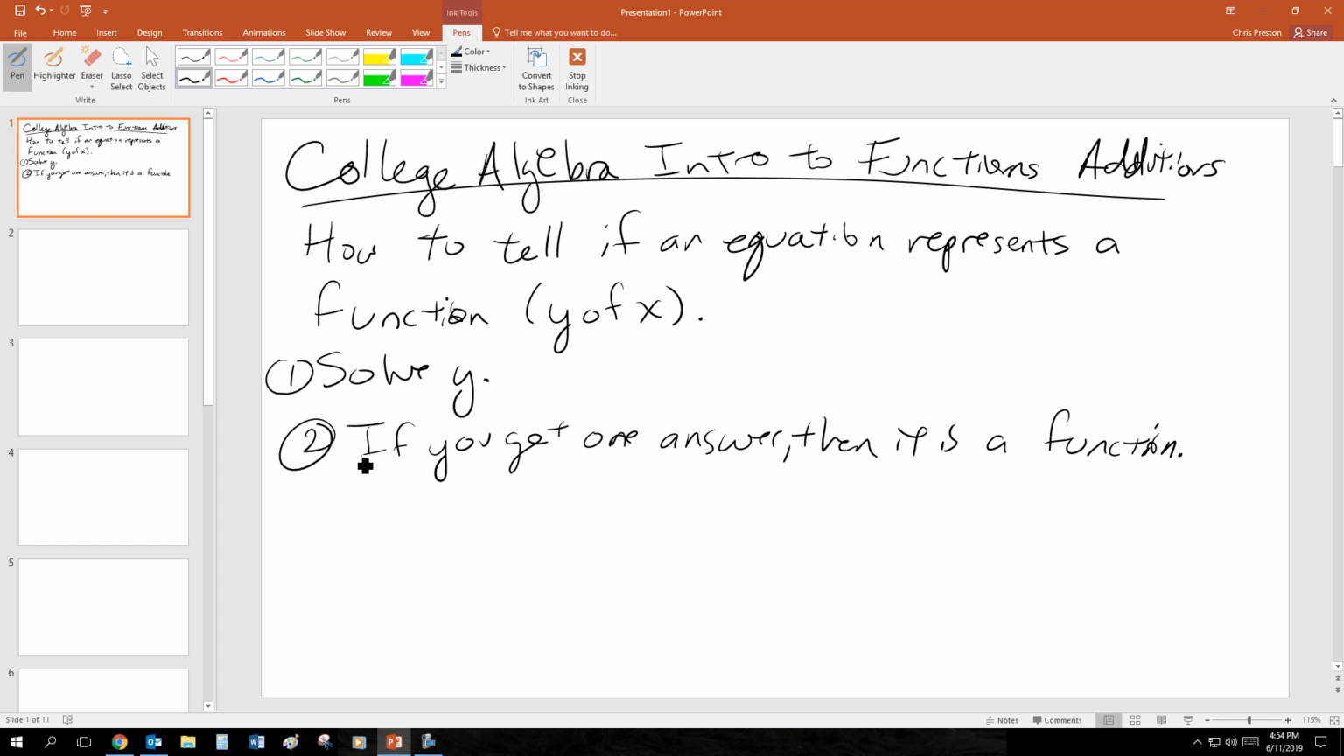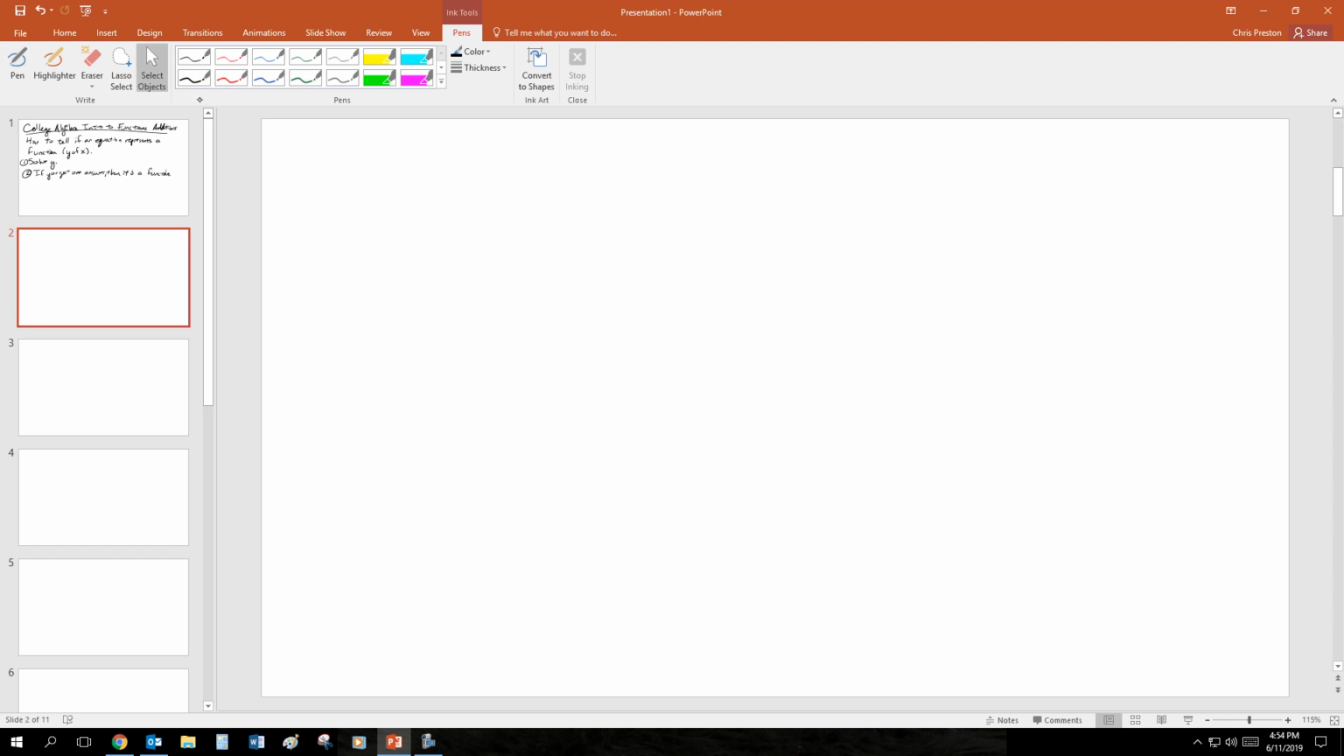One of the defining features of what a function is that for each x value, you only get one y value, one answer. So when we're trying to say, what's the answer for y, we should only be getting one answer for that. So, is it a function? We'll look at a couple different problems to determine if it is a function.